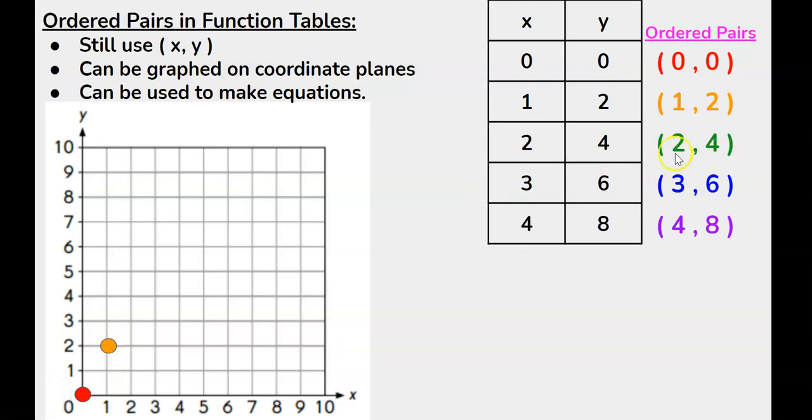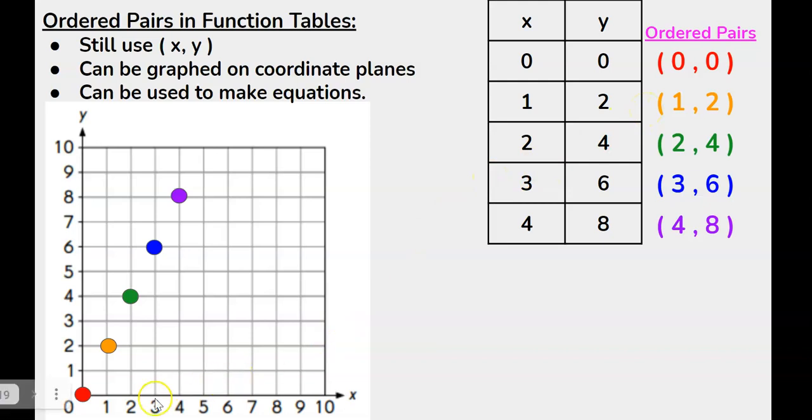Our third ordered pair says 2, 4. That means over 2, up 4. Our next one is 3, 6. Over 3, up 6. And our last one is 4, 8. Over 4, up 8. So now you can see I have graphed these ordered pairs from our function table.